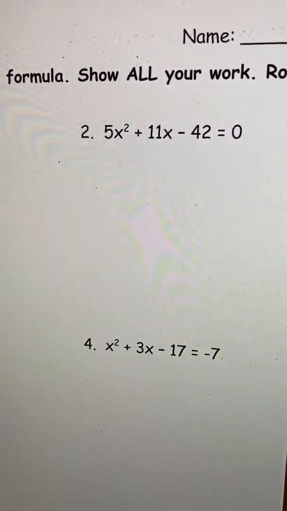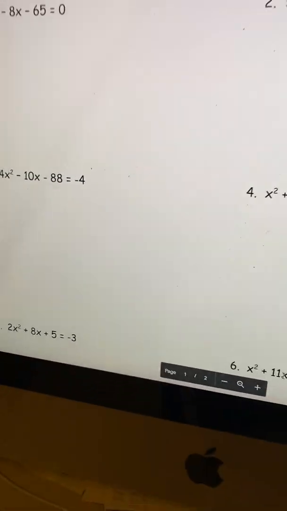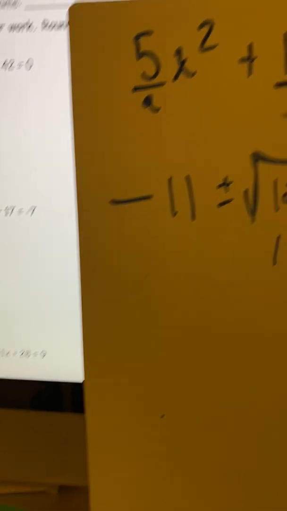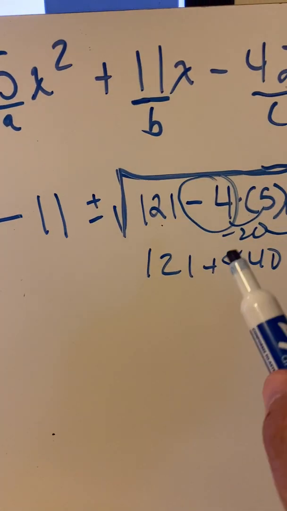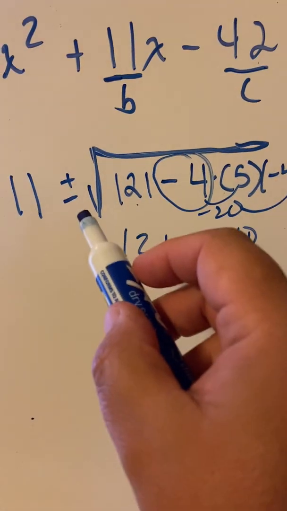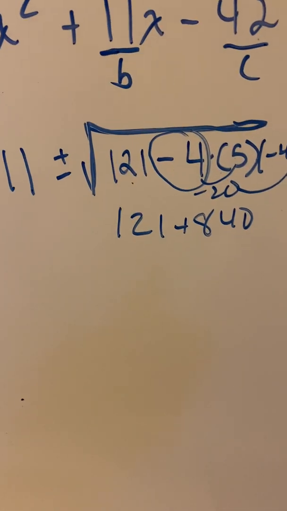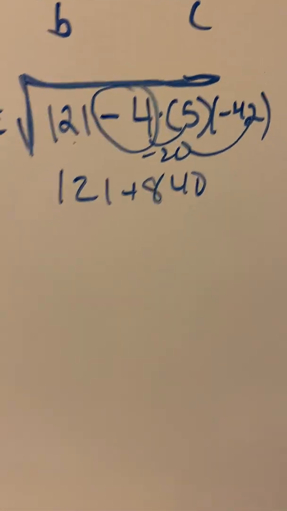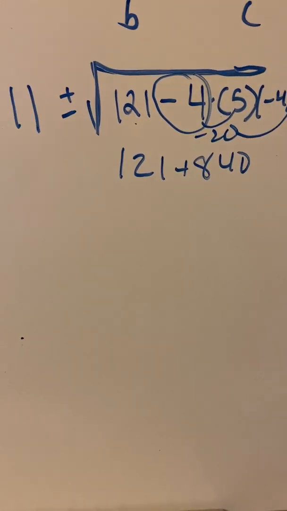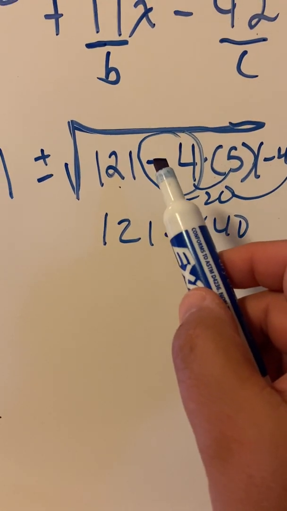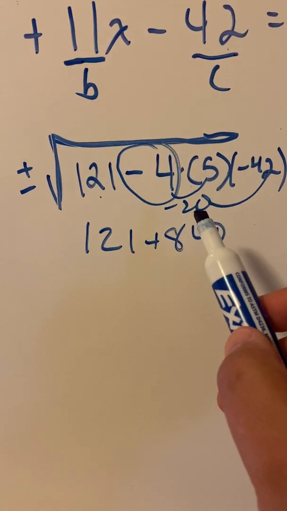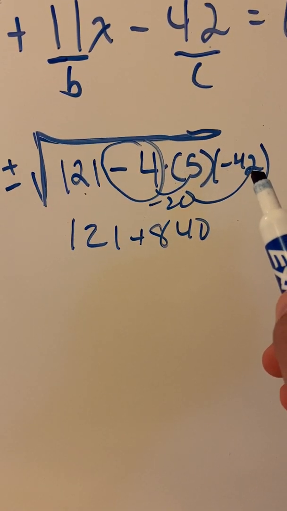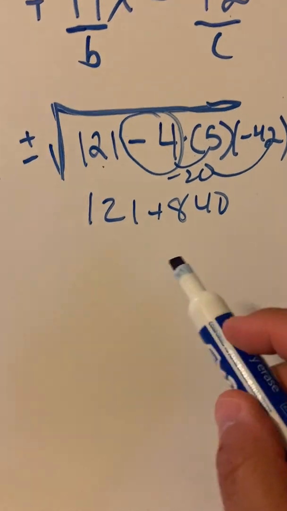Some people have had some questions on numbers 2 and 3. I started filling in this problem, A, B, and C, putting the parts into it. Some people said that the discriminant, the part under the radical, comes out to be a negative, and you can't take the square root of a negative. That's true, you can't take the square root of a negative, but be careful. It's a negative 4 times 5, which makes negative 20. Negative 20 times negative 42 makes a positive 840.